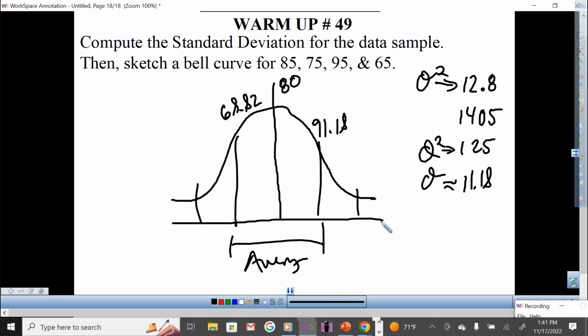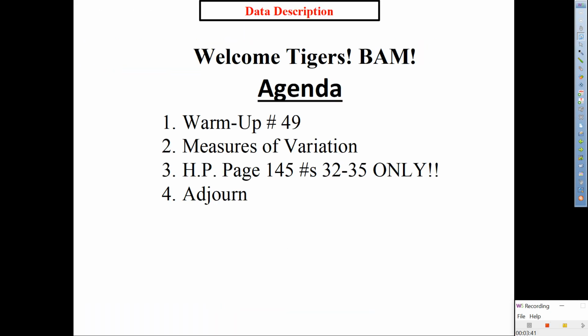So we're about to move on. I think we hammered standard deviation pretty well today. We're just going to get 2 more formulas. Come on, let's go. 1 more formula. All right, here we go. Our agenda for today: warm-up number 49, measures of variation. Home play, page 145, numbers 32 to 35. It's only 4 little itty-bitty problems.